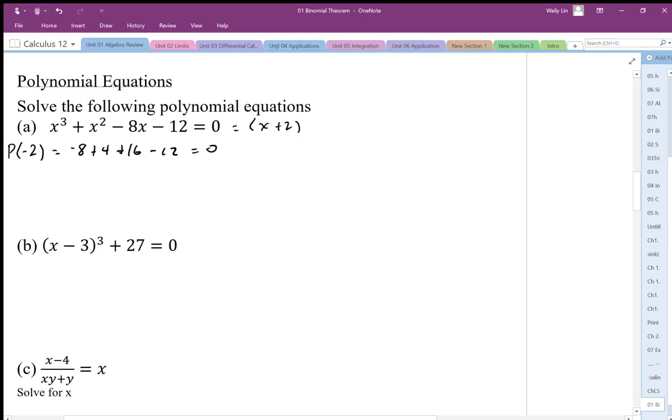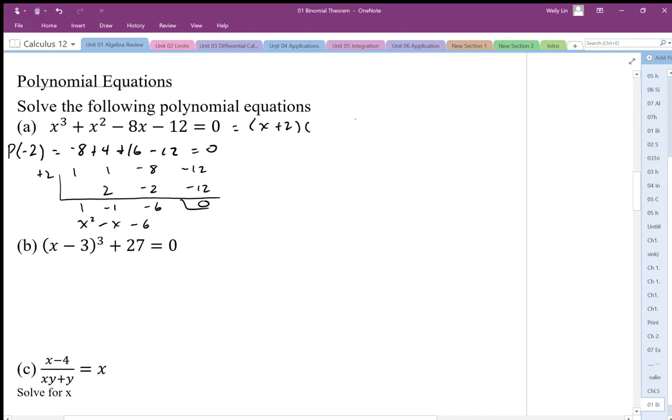So to find the other quadratic factor, we're just going to break this down by division. Okay, so we have our coefficients 1, 1, -8, -12. This is going to be -2, so we're going to get -6, -12, remainder of 0. So the quadratic then is x squared minus x minus 6.